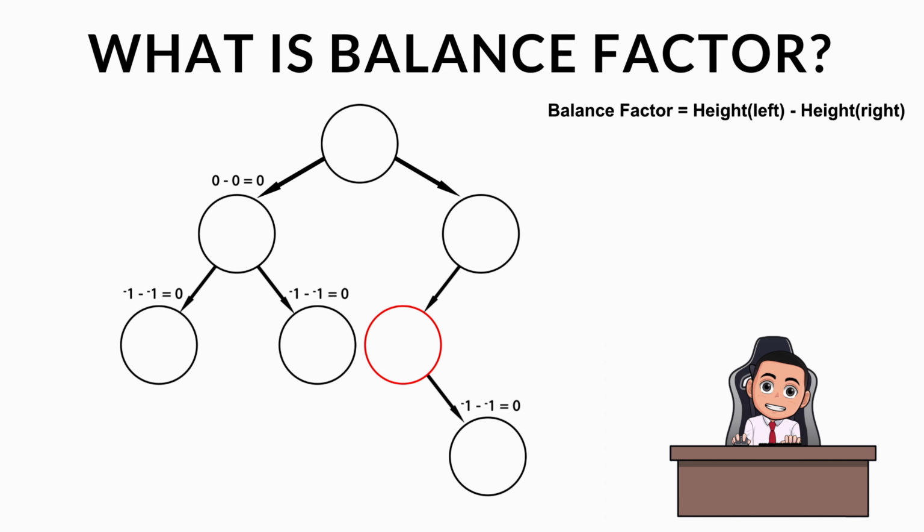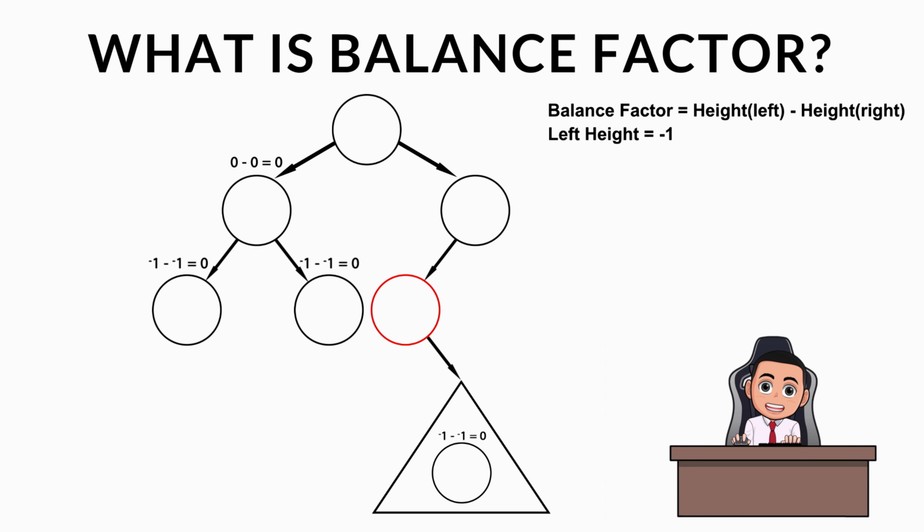Looking at this node, the left subtree is empty, so the left's height is -1. We look at the right subtree, and it has a single node, so we get 0 for the right. And then we do -1 minus 0, so we get -1 as the balance factor.